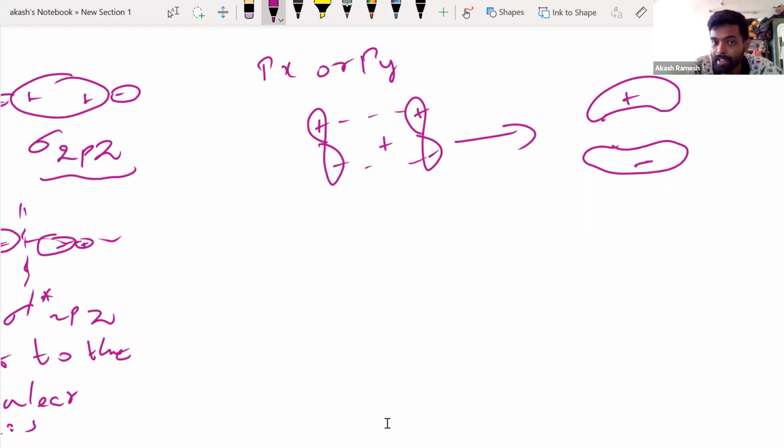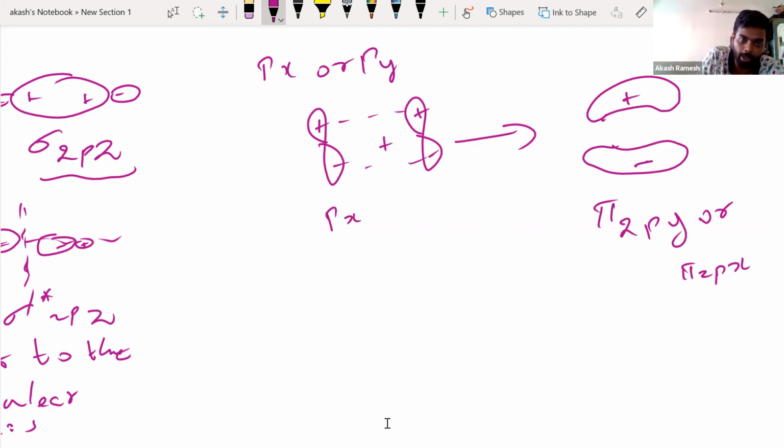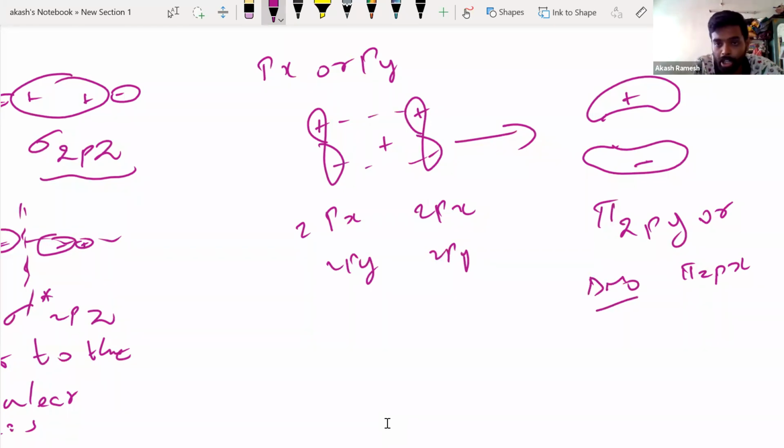What you see here is going to be called pi 2px or pi 2py, depending on which orbital you're talking about. If any of them combine, they will form pi 2py or pi 2px. Now, strangely, this is a bonding molecular orbital, BMO, but still you see there is a nodal plane, but this is a different kind of nodal plane, is it not?